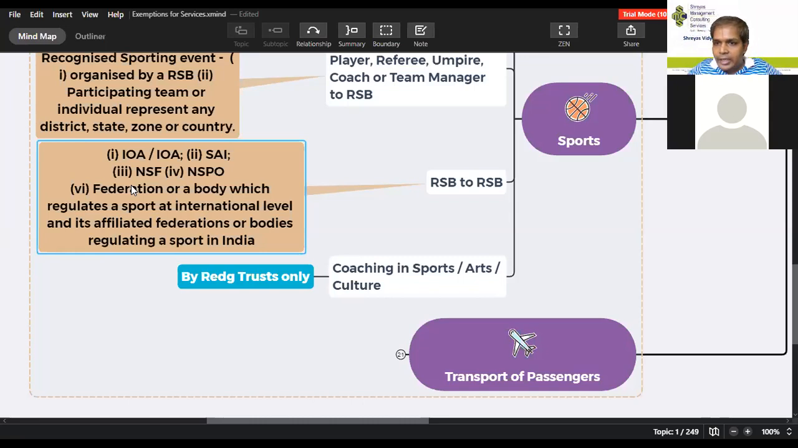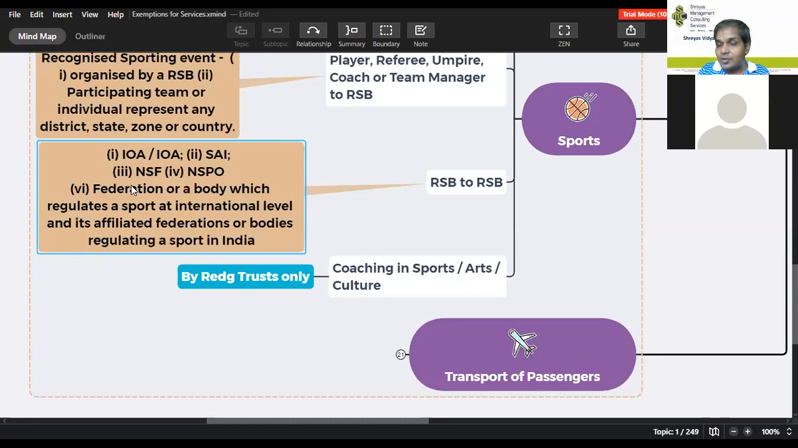A federation or a body which regulates the sport at international level. Let's assume International Hockey Federation and its affiliated federations or bodies regulating the sport in India, Indian Hockey Association. Are you clear? Like FIFA, an international body which regulates the sport, and the Indian Football Association is approved by FIFA. Then both of these are considered to be recognized sports bodies. A federation which regulates the sport at international level and which approves the sport at Indian level. ICC, international body. BCCI is the Indian body which regulates the sport.